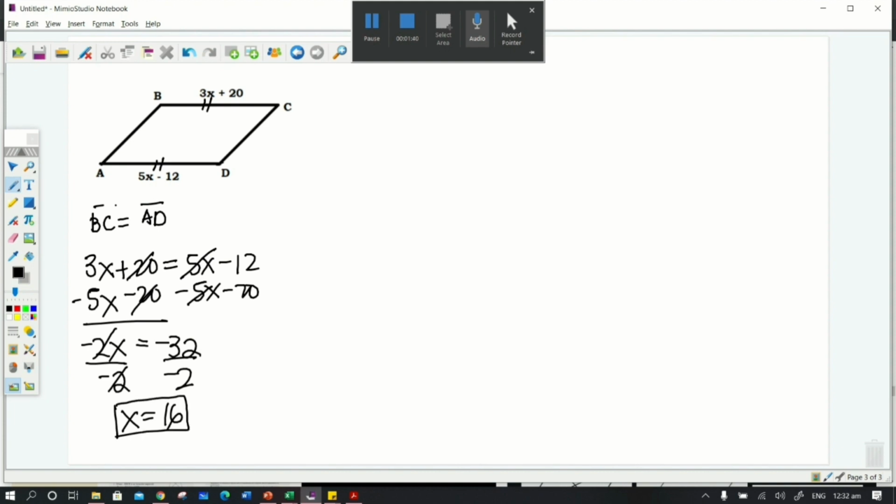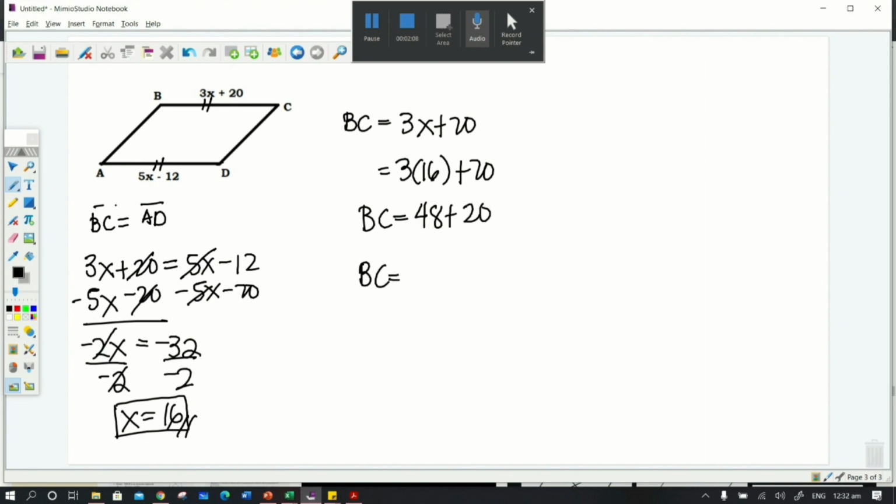Now, to find the measure or length of side BC and side AD, we're going to plug in this value. So, in our case, I'm going to use side BC is equal to 3x plus 20. That's 3 multiplied by 16 plus 20. Then the measure of side BC is equal to 48 plus 20. So BC is equal to 68. Take note that since they are congruent, the measure also of side AD is equal to 68.